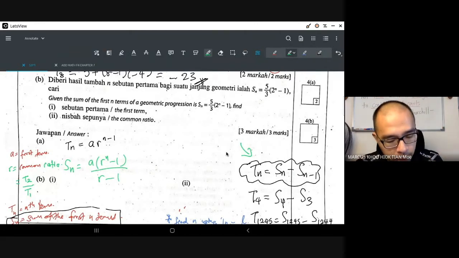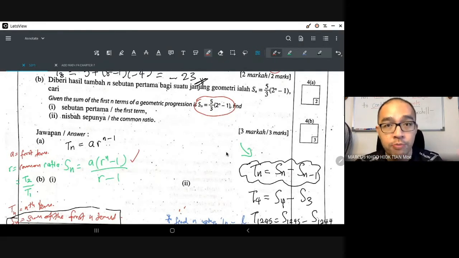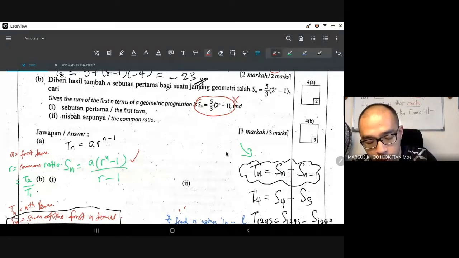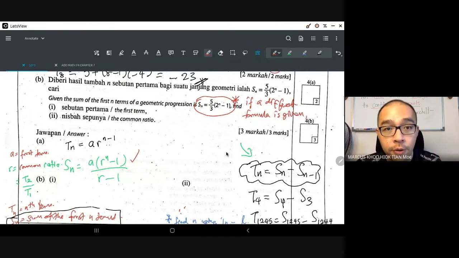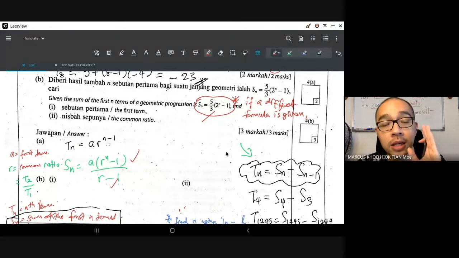Now in this question, given the sum of the first n terms, and they give you a totally different formula than this. Now if you have this printed out with you, I want you to make a note here. If a different formula is given, kan kita punya formula begini, tapi ini pula kejadiannya. And if they give you a different formula, it is actually making your job much easier.